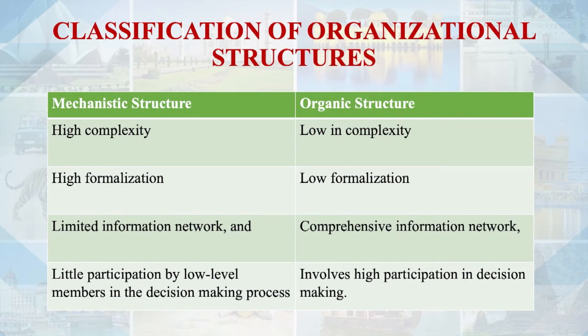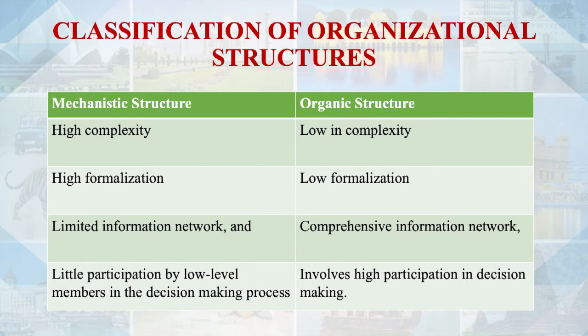Whereas, as compared to the mechanistic structure, if we look at the organic structure, it will always be low in complexity. There would be relatively lower formalization, and the information network will be very comprehensive. This is very interesting. The information will not only flow top to bottom or bottom to top, but there would also be horizontal flow of information, which at times is very good in terms of improving the effectiveness of the organization. And in organic structures, because of the low formalization and free flow of information, the employees feel that they are participating in the decision making process.